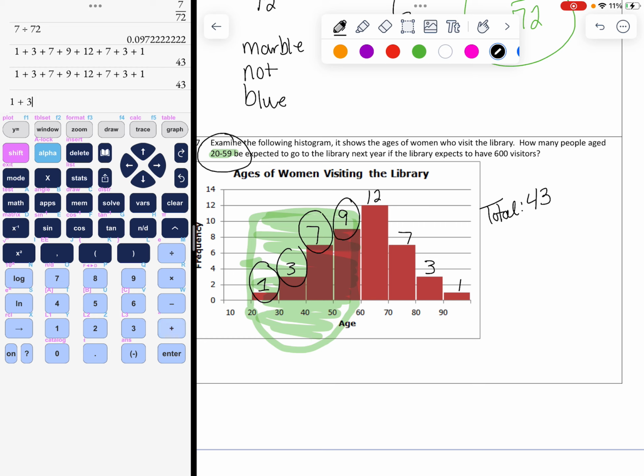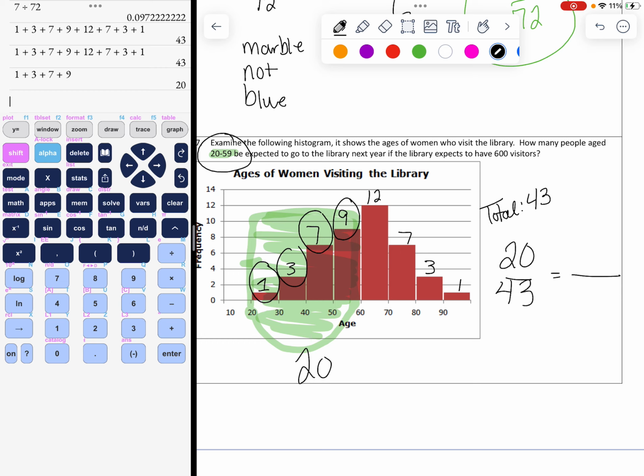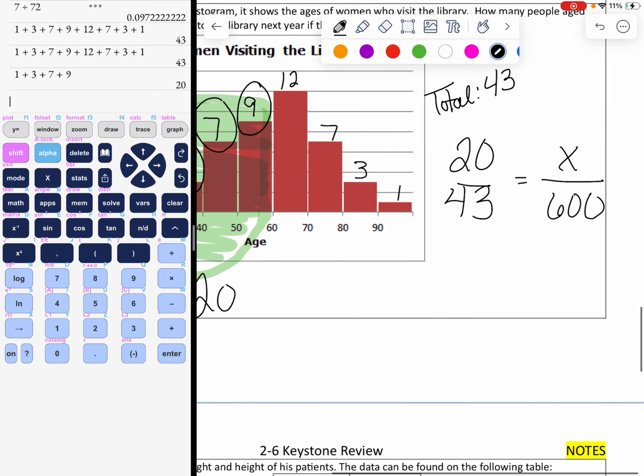1 plus 3 plus 7 plus 9. A total of 20 there. So now it's time to go ahead and make our proportions that we usually make with bar graphs. So 20 of them out of 43 of them fit this category of 20 to 59 years old. But we want to know about 600 of them, so we do x out of 600.